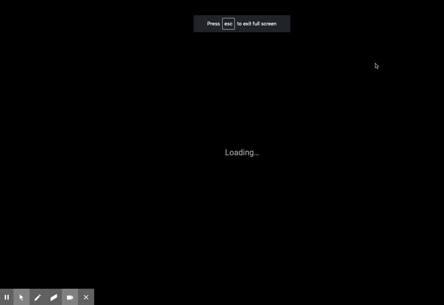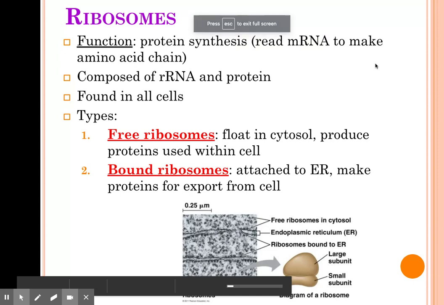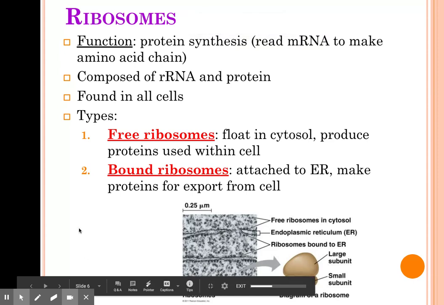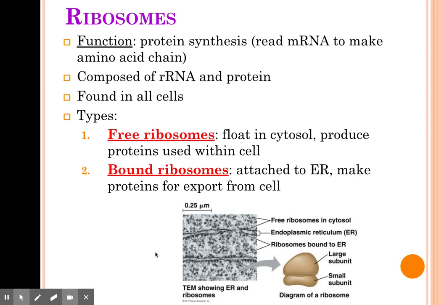All right, so this video is on ribosomes. There we go, as soon as it'll load. And so ribosomes, their function is protein synthesis. So they are going to be doing the process of translation.